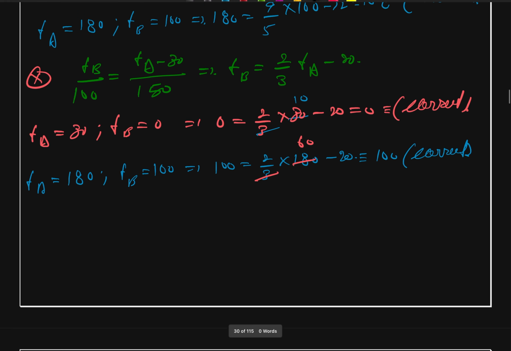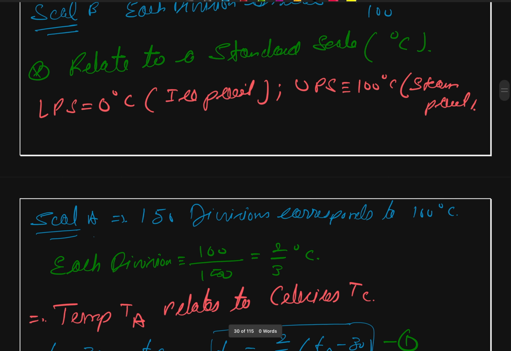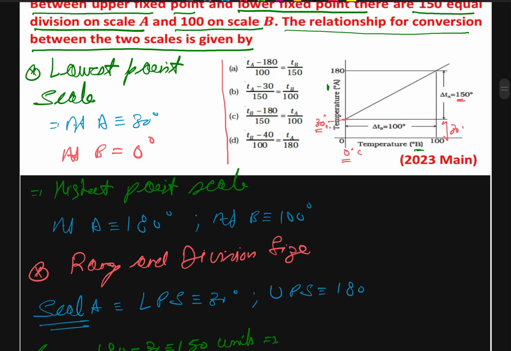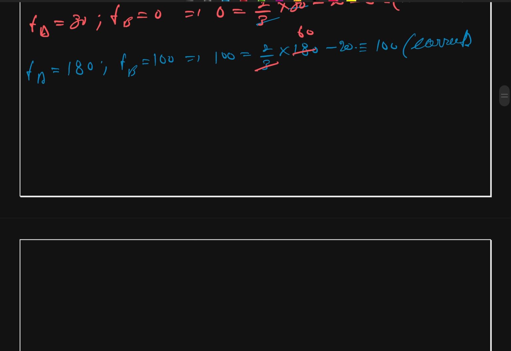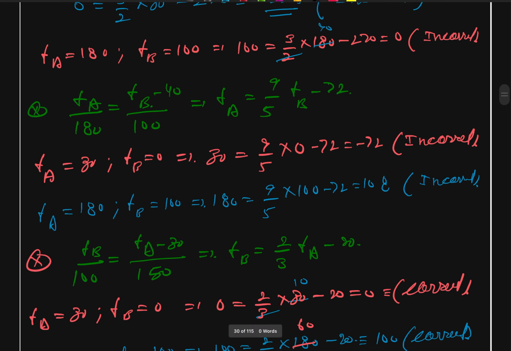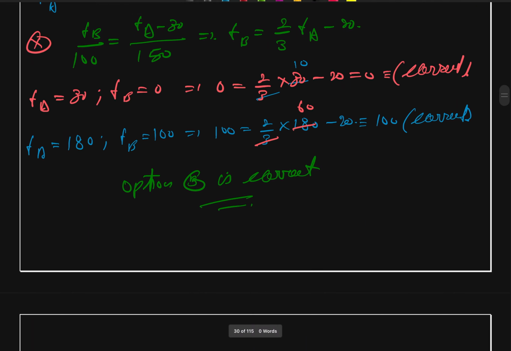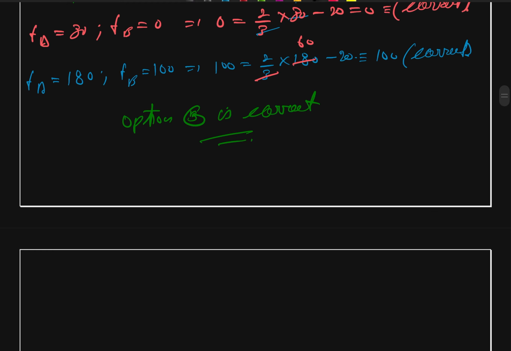So we can say TB by 100 equals TA minus 30, option B is correct. Option B is correct. It is a little bit complicated, okay, and based on this, next question.